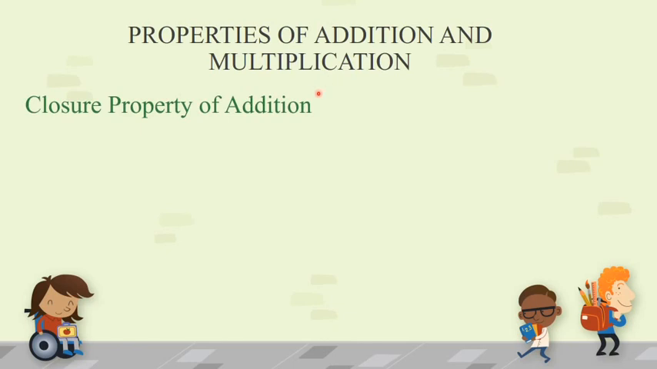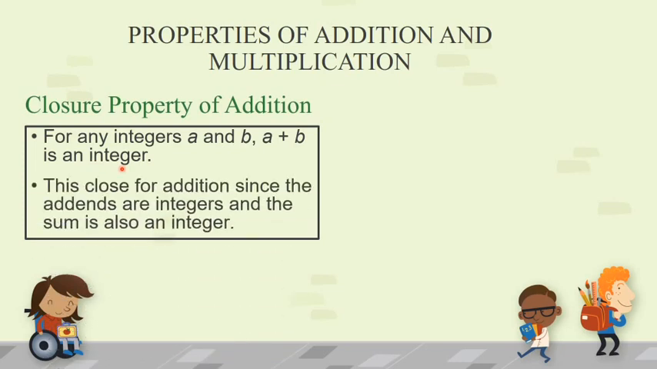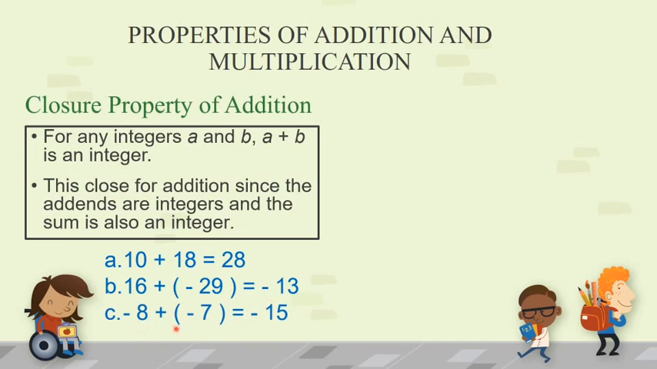Let us start with the closure property of addition. In symbol, the closure property of addition means that for any integers a and b, a plus b is an integer. So it means that this is closed for addition since the addends are integers and the sum is also an integer. For example, we have here 10 plus 18 is equal to 28. Second, we have 16 plus negative 29 is equal to negative 13. And third, we have negative 8 plus negative 7, which is equal to negative 15. Take note that all of the addends in our given examples are integers, and all of the sums are also integers.